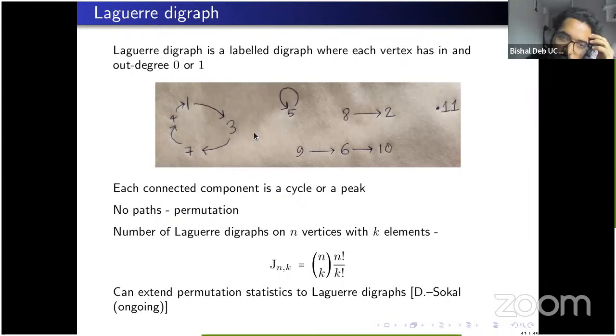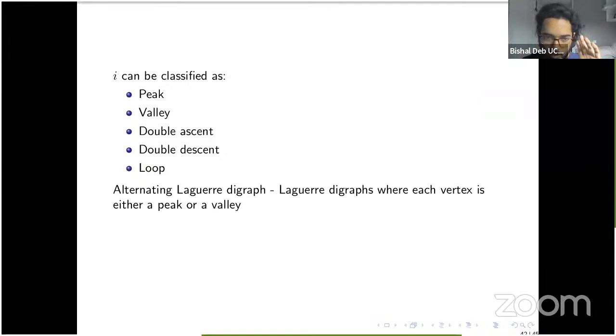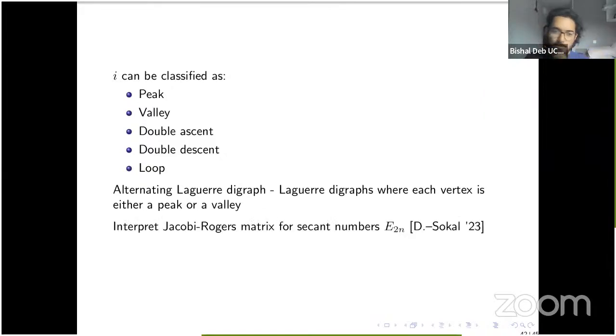Let me just again go back to this picture of Laguerre digraphs. And here, for example, 11 is not a peak or a valley. So we do not allow something like this. Another example would be 3, which is neither a peak nor a valley. 3 is a double rise. So we do not allow something like that. So an alternating Laguerre digraph is a Laguerre digraph where the vertices are alternating. And if you have no paths, that's simply cycle alternating permutations. And if you allow paths, this interprets the Jacobi-Rogers matrix for secant numbers.